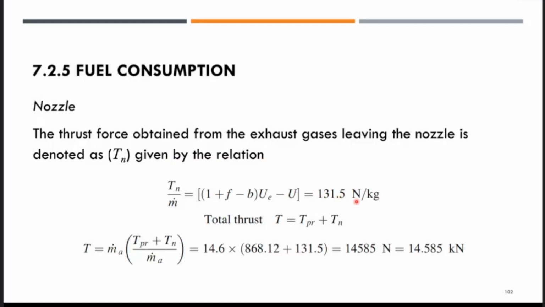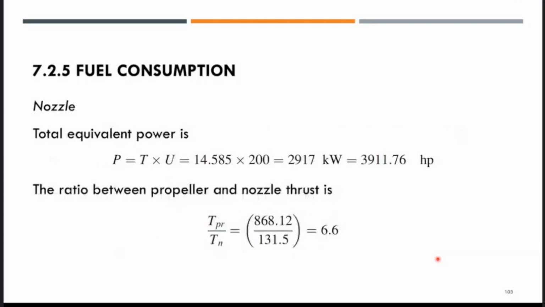The thrust force obtained from the exhaust gas leaving the nozzle is denoted as Tn, given by the relation here. So specific thrust at the nozzle, Tn over m dot, equal to 131.5 Newton per kilogram. Hence, the total thrust, you already got TPR, now you have TN, you can have the total thrust value of 14.585 kilonewton.